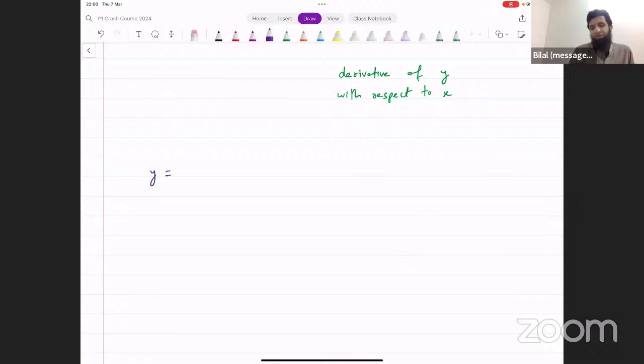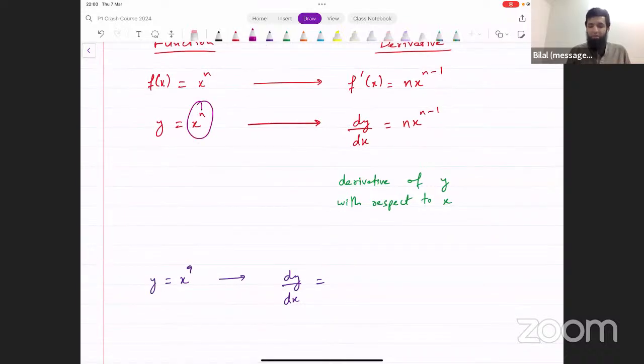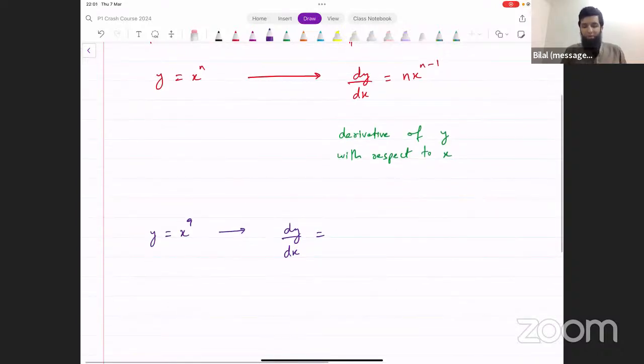So let's say we have a function like this: y equals x raised to power 9. What would be the derivative of that? dy over dx. You use that rule that you had there. X raised to power n becomes nx raised to power n minus 1. So you're multiplying by the power. The power gets multiplied, so you have 9 here. And then you subtract 1 from the power. So the power 9 becomes 9 minus 1, and that gives you 9x raised to power 8. And that's the derivative of x raised to power 9.